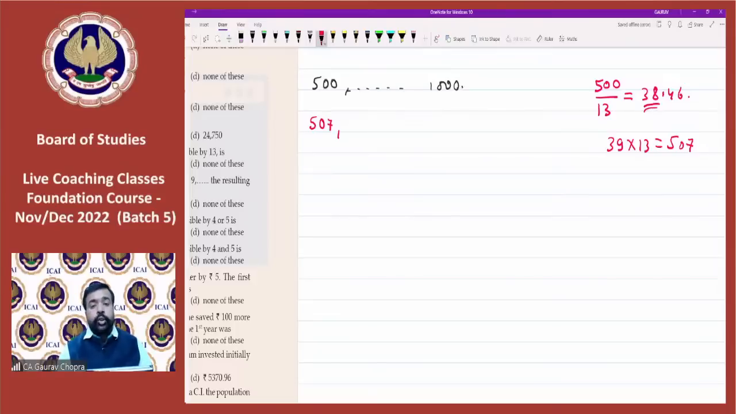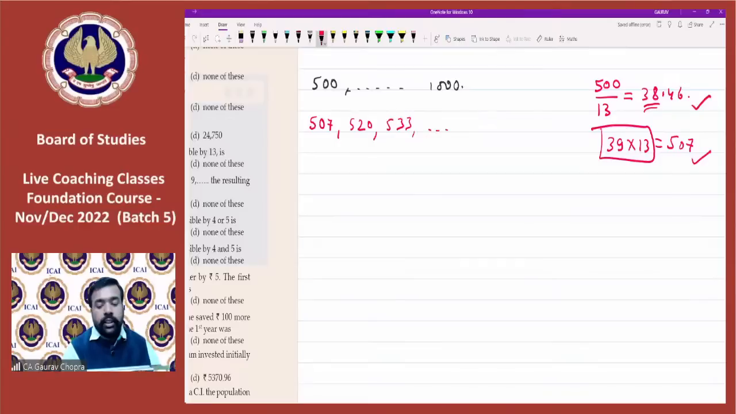So for getting the number divisible by 13, what you have to do? Divide it by 13. 500 upon 13 is 38.46. That means the 39th number will be divisible by 13. So 39 multiplied by 13 becomes 507. Then add 13, it is 520, then 533, and so on.